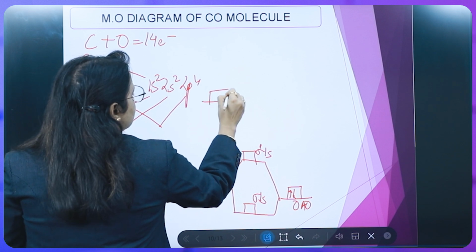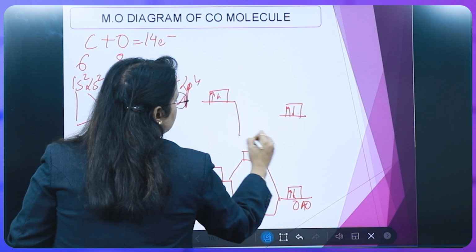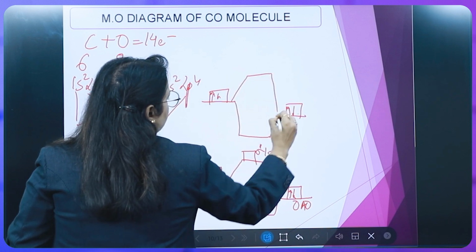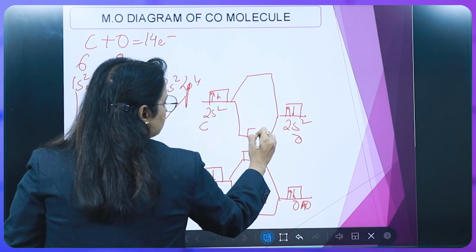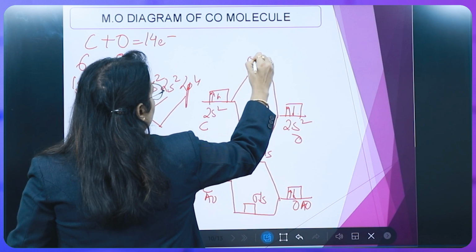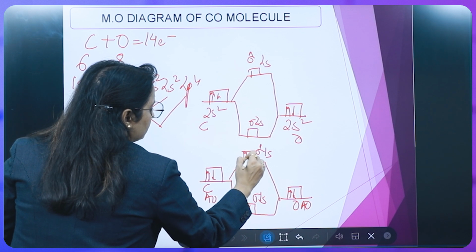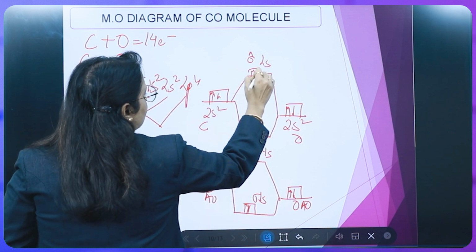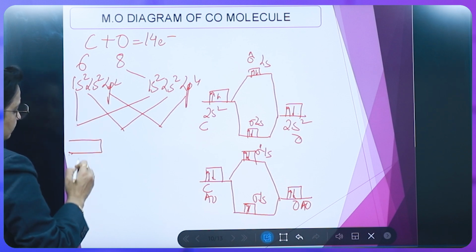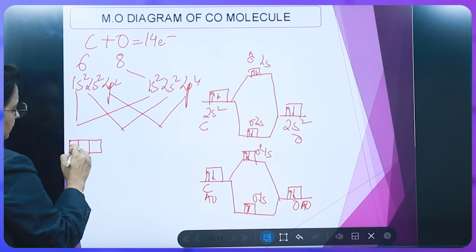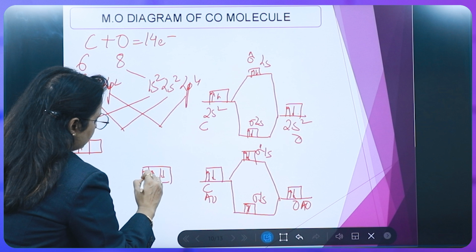Similarly, 2s and 2s for oxygen. This is 2s2 for carbon, this is 2s2 for oxygen, then we have sigma 2s and anti sigma 2s. So, filling up the electrons: 1, 2, 3, 4, 5, 6, 7, 8. Now, moving on to 2p. So, we have 2p2 this side, 1 and 2, and we have 2p4 this side, so 1, 2, 3 and 4.